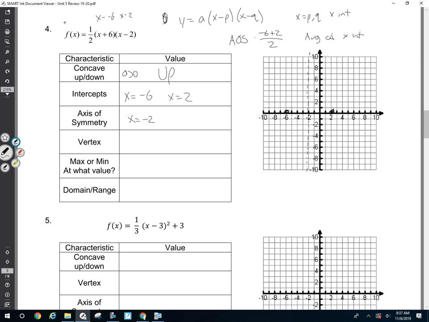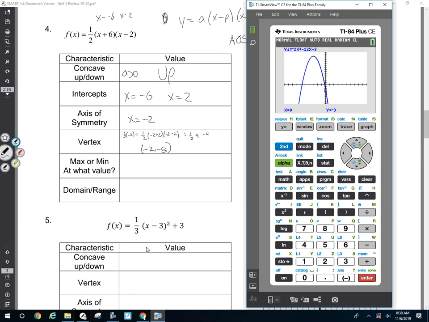Okay, so the vertex, I could go ahead and plug negative 2 into my equation. f of negative 2 is 1/2 times negative 2 plus 6 times negative 2 minus 2. I get 1/2 times 4 times negative 4. So it's negative 16 times a half, which is negative 8. Negative 2, negative 8. Or if we wanted to, we could just simply graph.